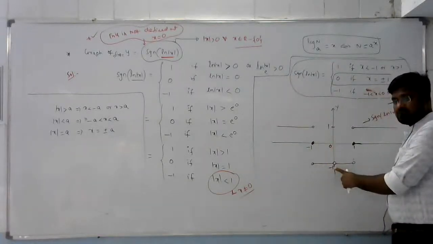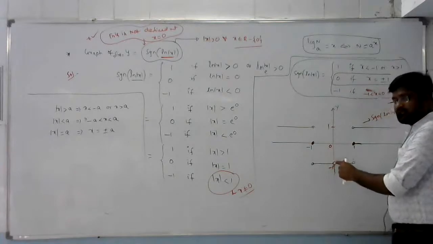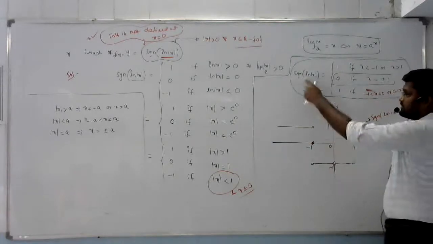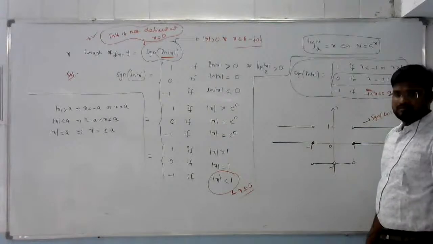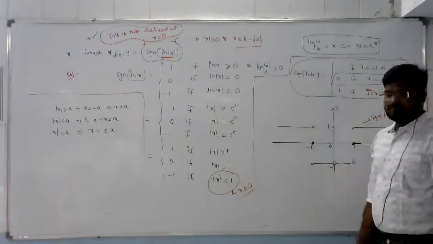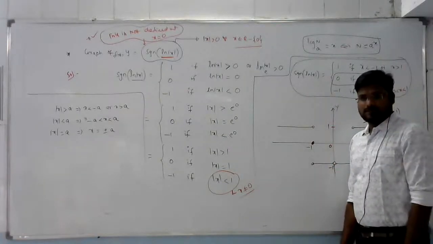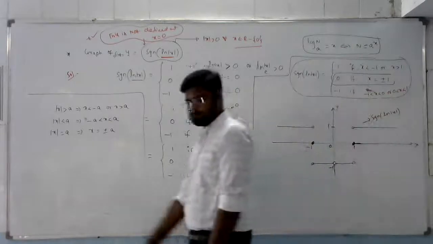Here you will get a dot. So when you put a dot here, you are saying that at x equals to 0, this value is equal to -1, which is wrong. Because at x equals to 0, function itself is not defined. Understood? Please go.